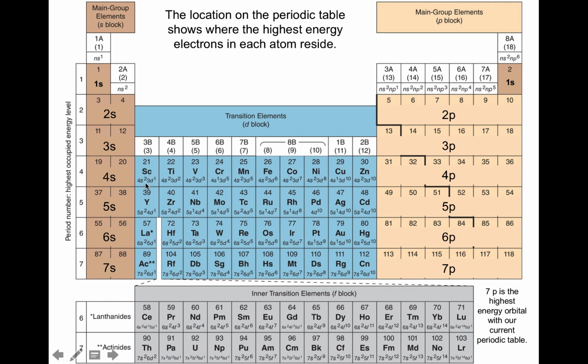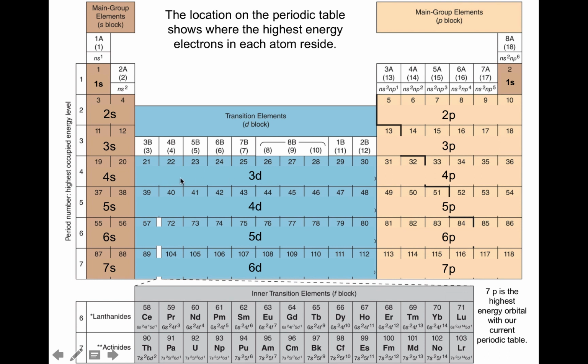If you remember, there are 10 possible electrons that you can fit into any given d sublevel. And if you count the number of atoms in this block right here, you have 1, 2, 3, 4, 5, 6, 7, 8, 9, 10. So you can remember it that way. In the 4th period, we have 3d, and then 4d, 5d, and 6d.